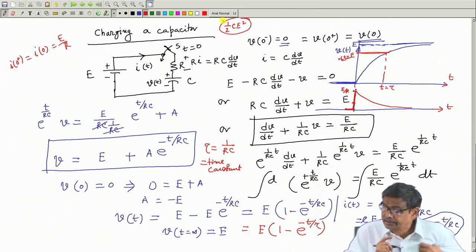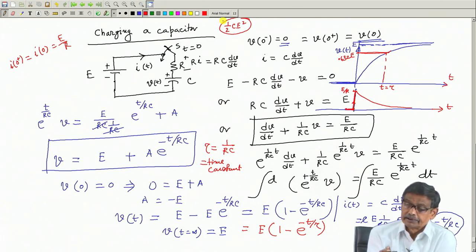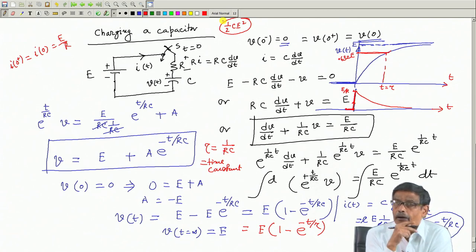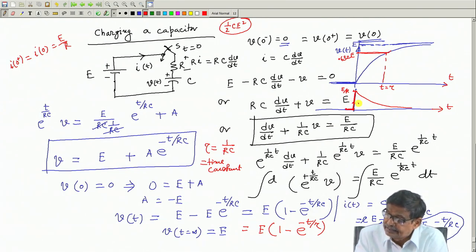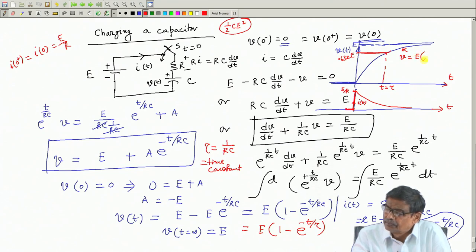Now, one interesting thing I would like to point out here. The capacitor finally stores energy, which is equal to half C E square. During this charging procedure, this axis is I(t), this is V(t). If you write down this equation, this curve is V equal to E into (1 minus e to the power minus t by tau), use MATLAB and get this curve. And this is I(t).